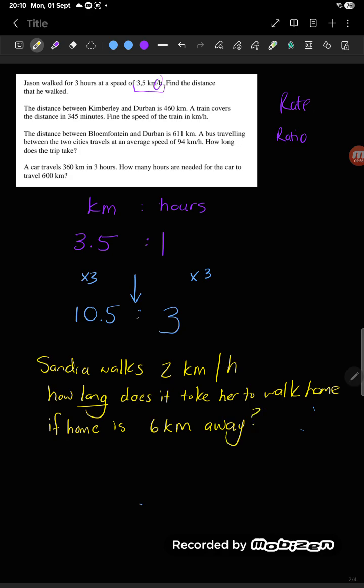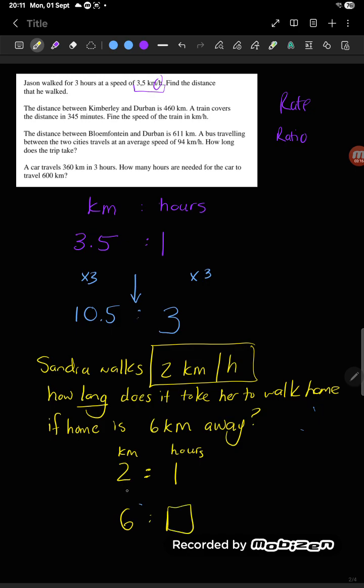Nice. So I've got 2 kilometers per hour. This is a ratio of 2 to 1. This is kilometers. This is hours. A ratio of 2 to 1. If I put this into a ratio of 6 to something, what did I do to 2 to get to 6? I times it by 3. And what I do to the one side of the ratio, I do to the other. So it took her 3 hours to walk home. So please someone get her an Uber. Okay, so it took 3 hours to walk home.